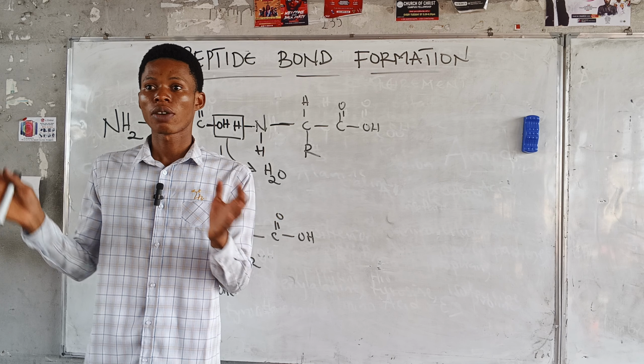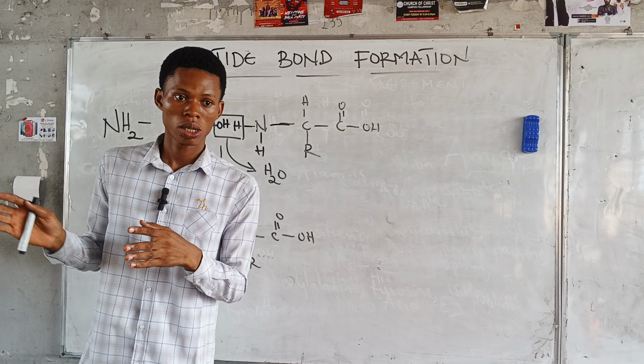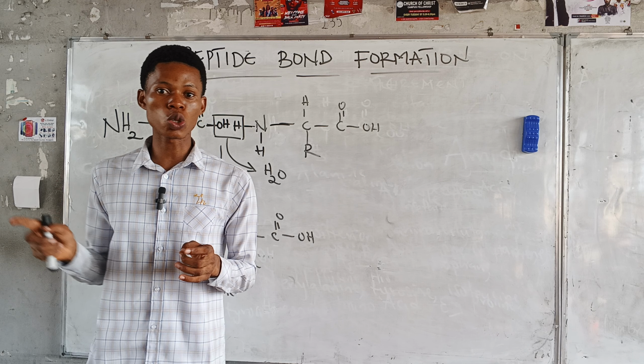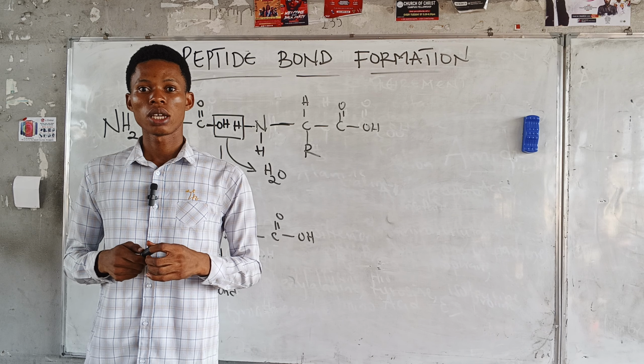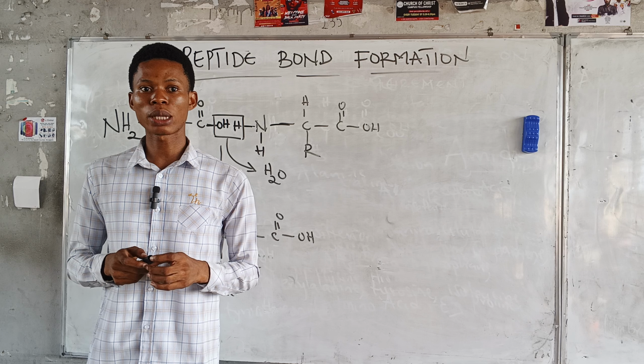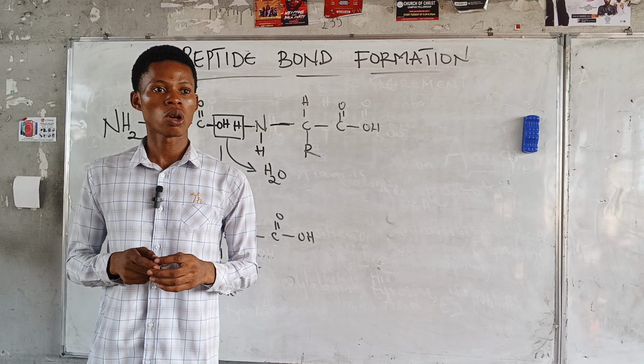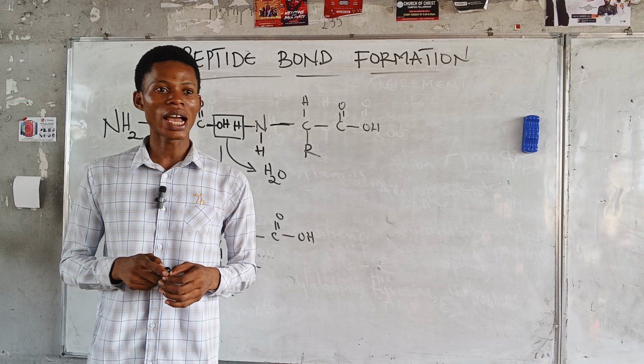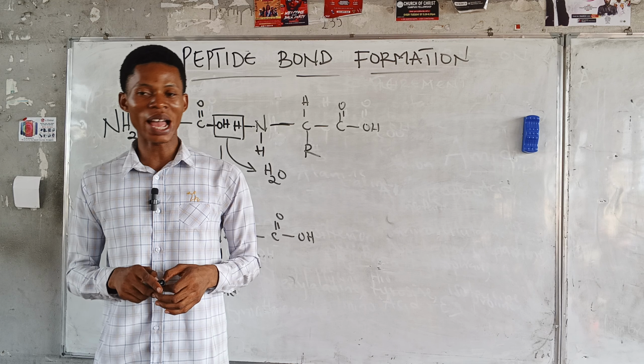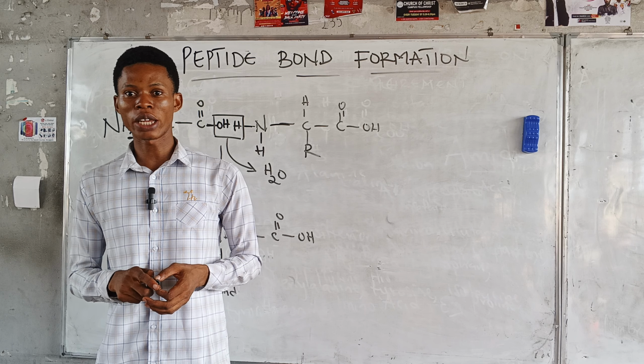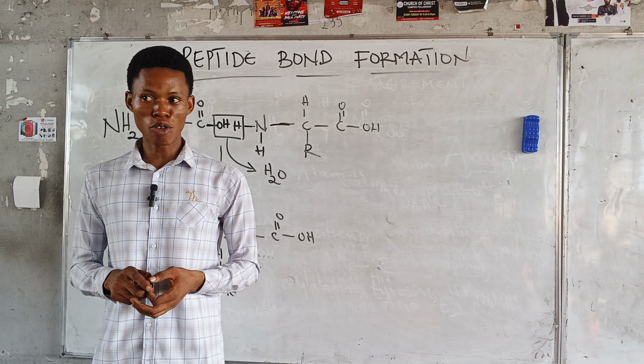Tetrapeptide, right? Five will be what? Pentapeptide. Six will be what? Seven will be what? Heptapeptide. Eight will be what? Octapeptide. Nine will be what? Nonapeptide. Ten will be what? Decapeptide. Eleven will be what?